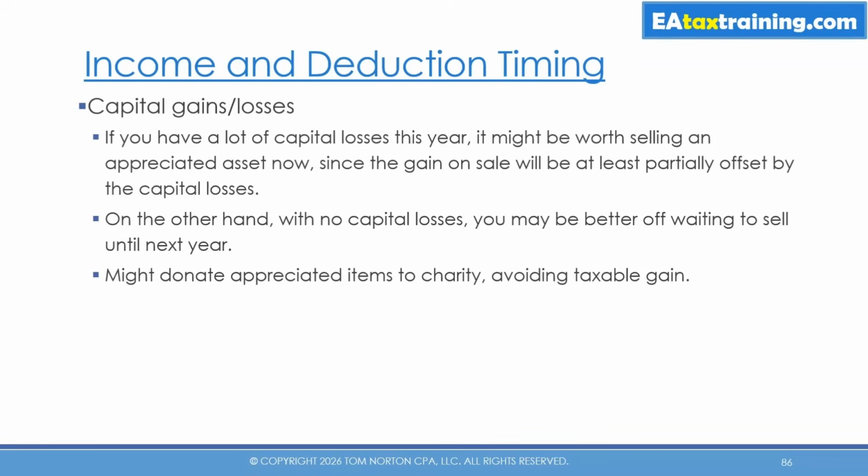Capital gains and losses. If you have a lot of capital losses this year, it might be worth selling an appreciated asset now, since the gain on that sale would be at least partially offset by the capital losses. So remember, you're limited to that $3,000 each year of capital losses. So if you've got a lot of capital losses that you're not going to be able to take this year, and you've got an asset that's sitting there that if you sold it would produce a big capital gain, this might be a good time to sell it. Because if you sell it now, you'll have all these capital losses to offset that gain.